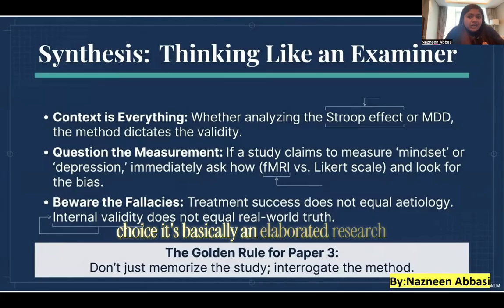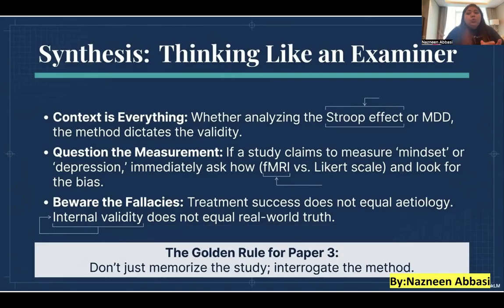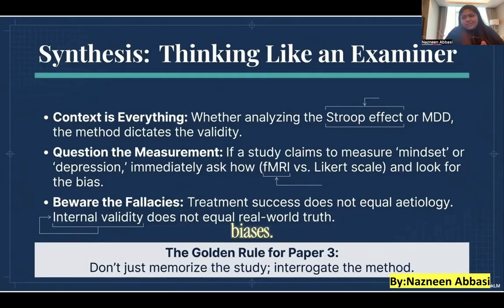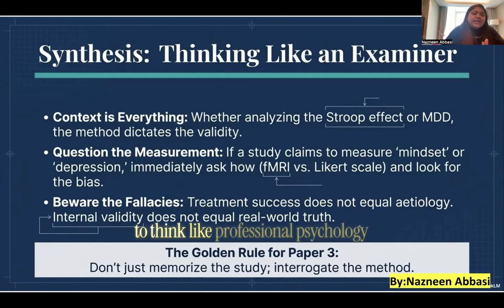It's basically an elaborated research proposal where you tell which research methodology will work well, and you justify why, and in what ways you will collect data, whether experiment, observation, or interviews. And you will critically discuss the research biases. What are the problems with this particular research? The task is to demonstrate the ability to think like a professional psychology student. In short, this is to make you more psychologically literate. So the golden rule of paper 3: don't just memorize, interrogate the method.